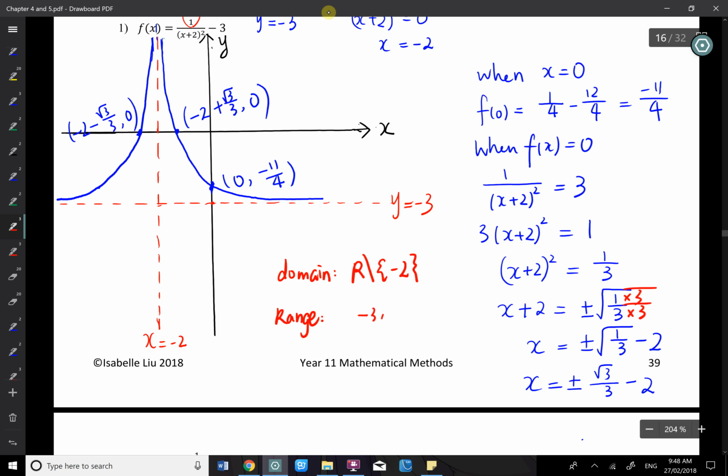-3 to infinity, but inclusive or not inclusive? No, round bracket for both ends. I can't get -3. All the graph is above -3. So you can try to touch with the graph. The first point you can about touch it is at the point -3, but you're not touching yet. If you move a little bit up, you will touch the graph. So that's -3 to infinity.